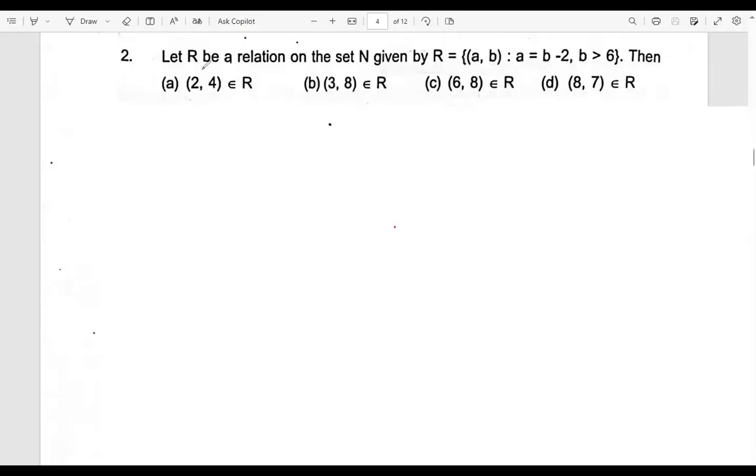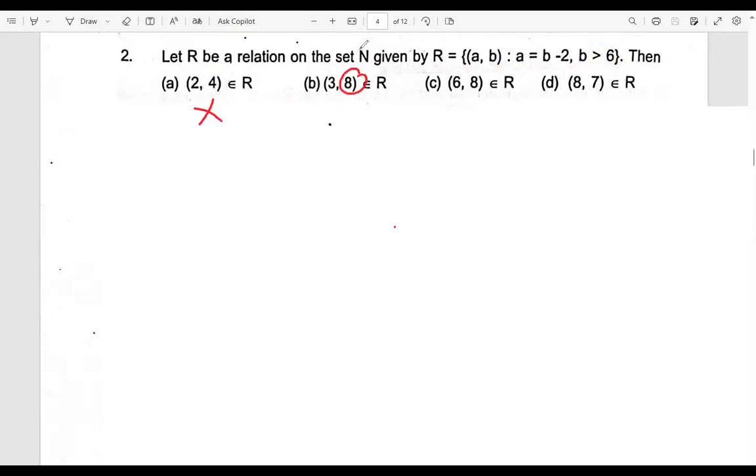In the next question, let R be a relation on the set of natural numbers N given by R = {(a, b) : a = b - 2, b > 6}. Then which of these ordered pairs belongs to this relation? Let's check for the first one. Clearly here b, which is 4, is not greater than 6. So this cannot be one of the ordered pairs.